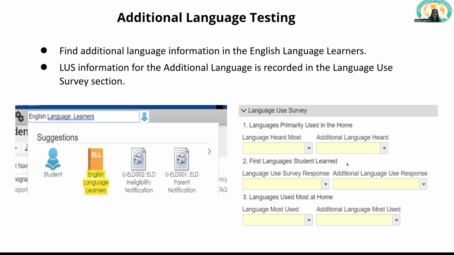And so for a lot of these students, I think in a lot of schools, we're not seeing a lot of these students qualifying for services. So we've been having those conversations with individual schools, but from now on, just so you know, this is where you would be able to find the additional language in Synergy. We wanted to share that with you so that you are aware that it's not just the language heard most, language use survey response, and language most used. We also have to look at that additional language. And this is statewide, it's not just an MLD thing.